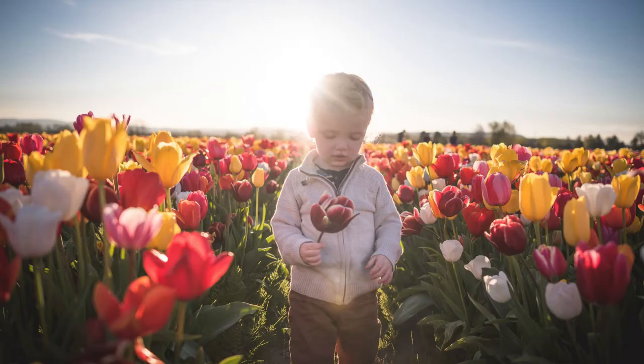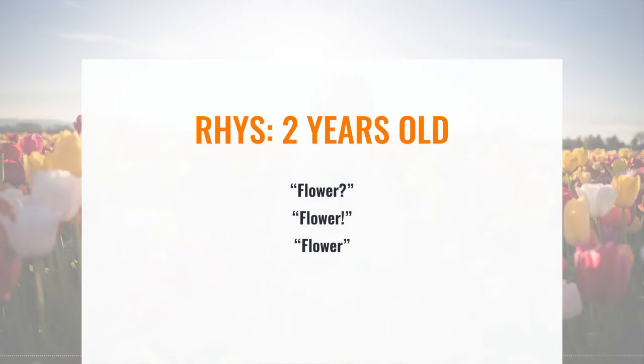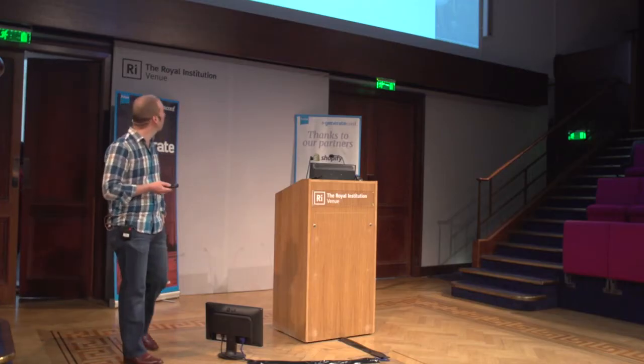And now this is my son. He is 2.5 or so now. When he asks for a flower, he typically just says, "Flower?" And when you don't give it to him fast enough, which is usually about half a second, "Flower!" And once you do, it's "flower." That's my 2-year-old, and he's wonderful.